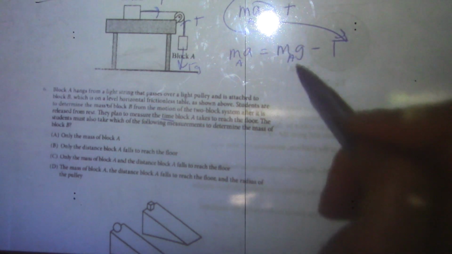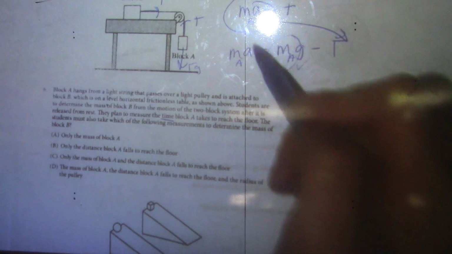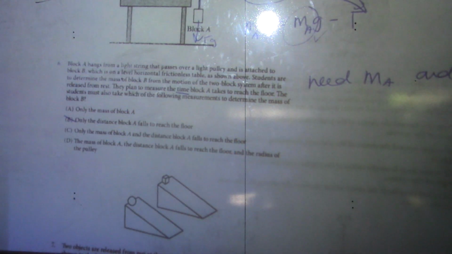So you could substitute this in. I'm not going to actually do it because I don't need to work it out. I just need to know the things that I would need if I wanted to find block B. So all I would need, I know gravity, I would need this, and I would need the acceleration. So you'd need the mass of A, and you would need acceleration. So we can cross off B, because it doesn't have the mass of A. Now, just having mass of A and time does not give me acceleration, so that is not enough.